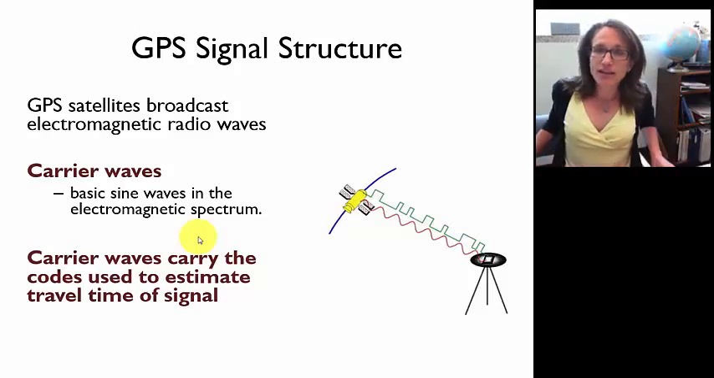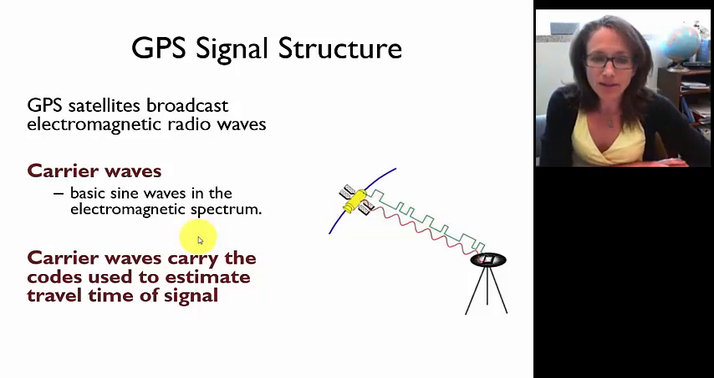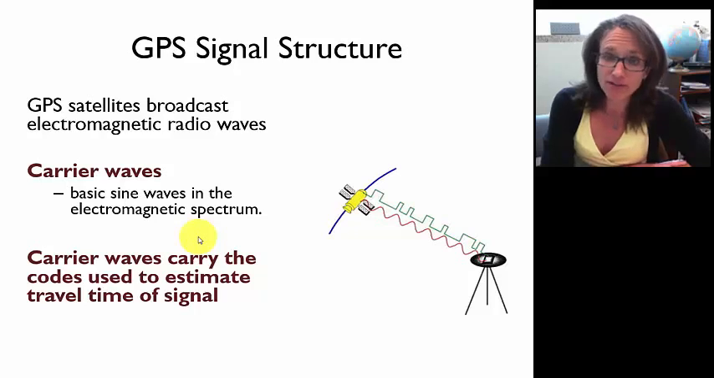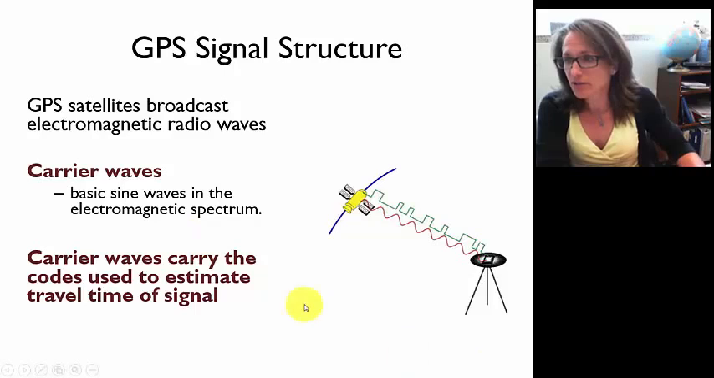All right, so today we're going to talk about these GPS signal structures. The signal being broadcast by the GPS satellite is just a sine wave. We talked a little bit last time about how it's a radio wave, or an electromagnetic wave. So it's basically a sine wave. Here, this red line is illustrating what's going on.